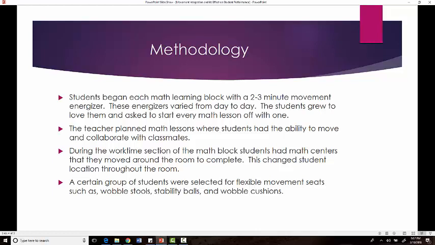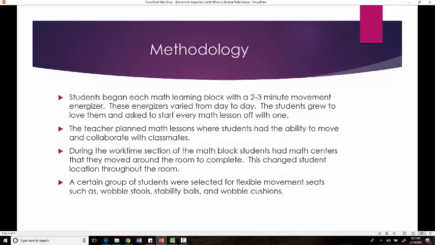And every day during my math learning block, I had a whole group lesson and then an extended work time. During this work time, students had math centers and math activities that they moved around the room to complete, and they rotated daily. This changed student location throughout the room. So every time they changed to a different station, a different activity, the location also changed. And that went back to some of the research I saw in my literature review.